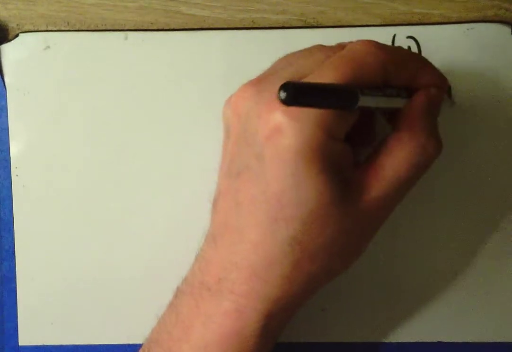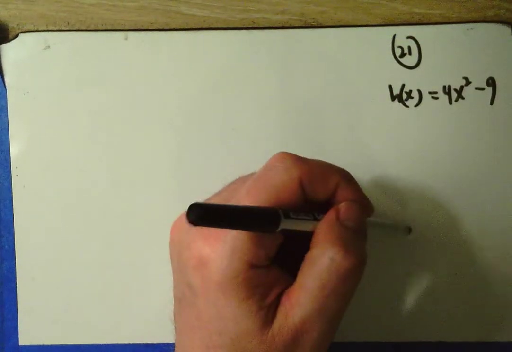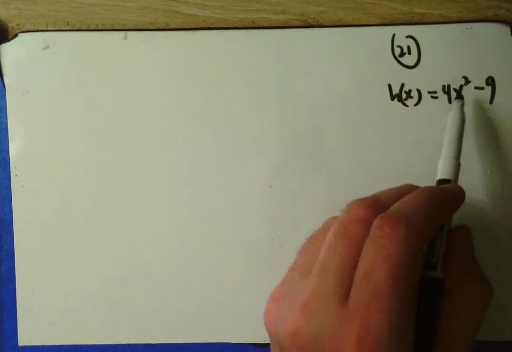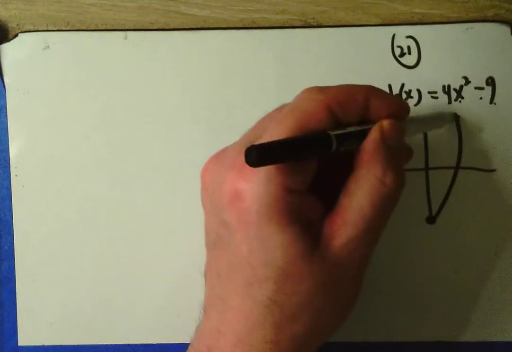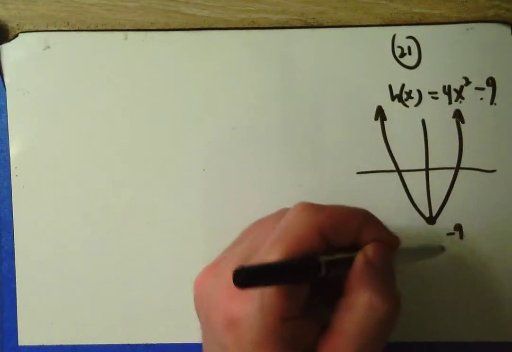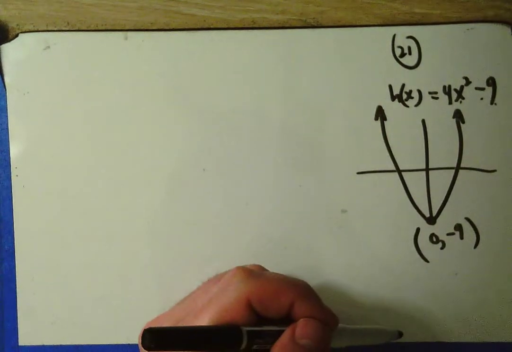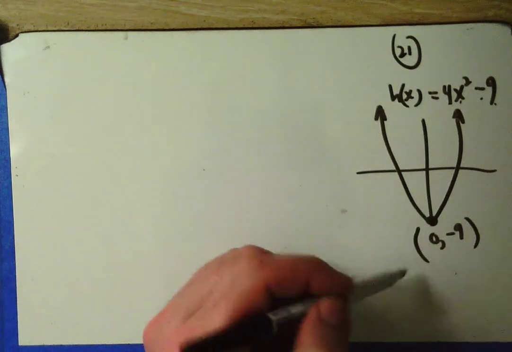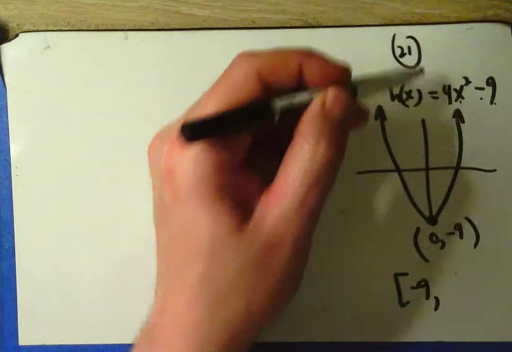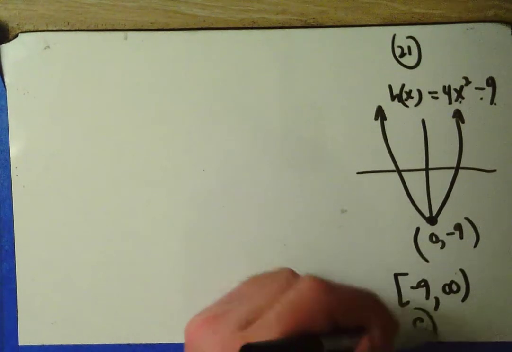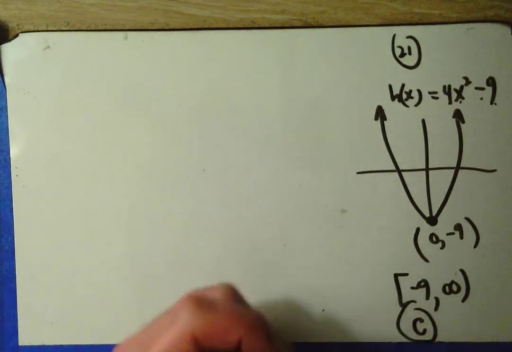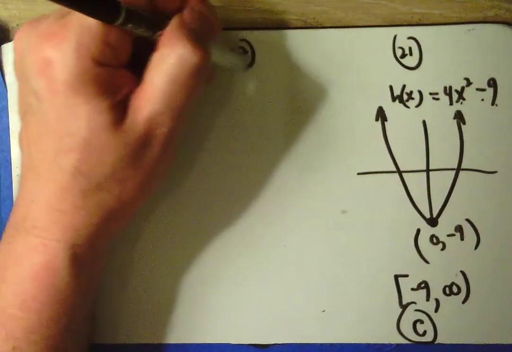How about 21? Which of the following describes the range of the function h of x equals 4x squared minus 9? Well, when I think about this parabola that's been stretched and shifted down 9, I'm thinking about a graph like this. And I'm asked, what's the range of this graph? Well, it seems to start at negative 9 and go up forever. So that is choice C, all real numbers greater than or equal to negative 9. 22.